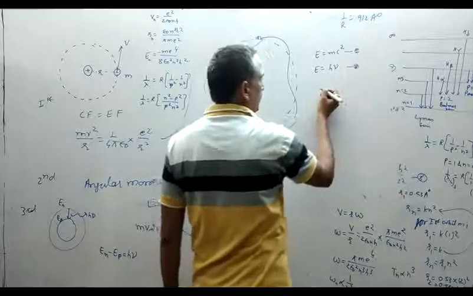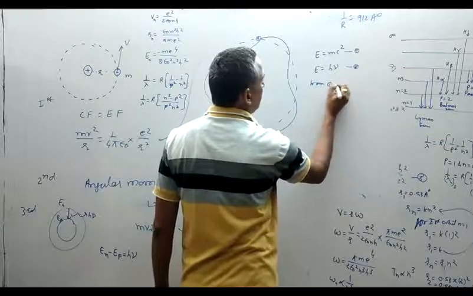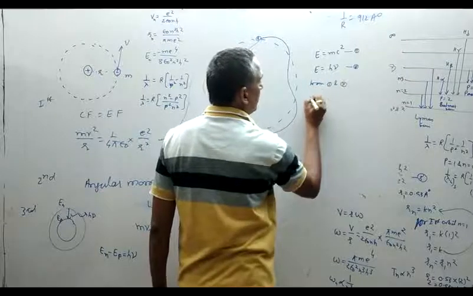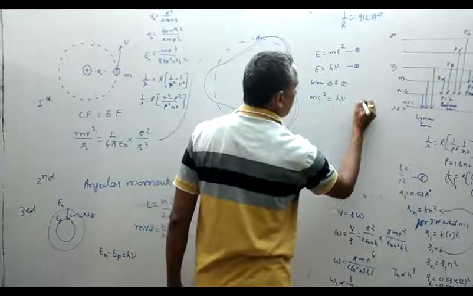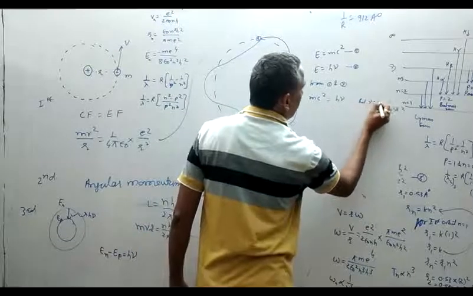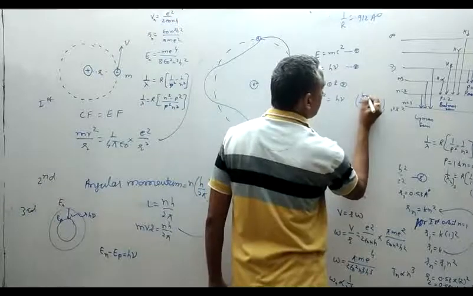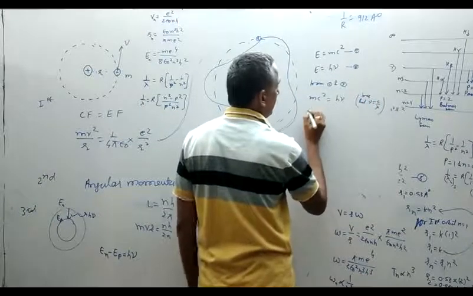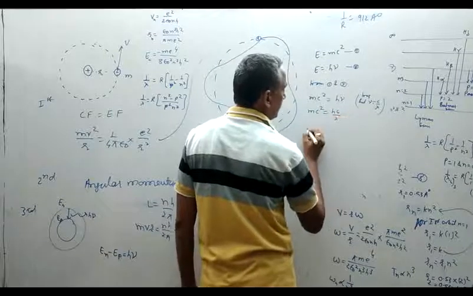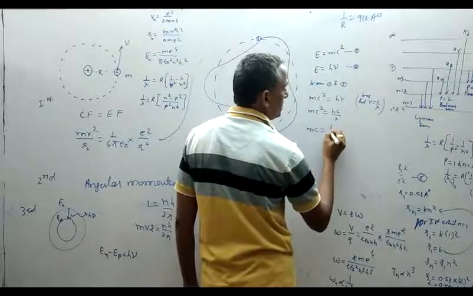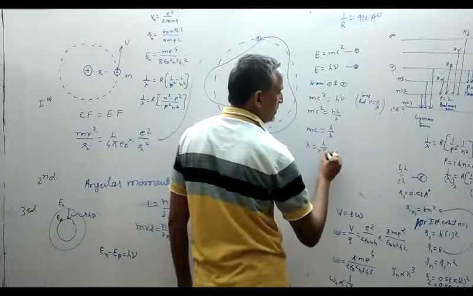So from equation 1 and equation 2 we can write mc square is equal to h nu, but we know nu is equal to c upon lambda. Frequency, nu, is equal to c upon lambda. Therefore mc square is equal to hc upon lambda. Therefore mc is equal to h upon lambda. Therefore lambda is equal to h upon mc.